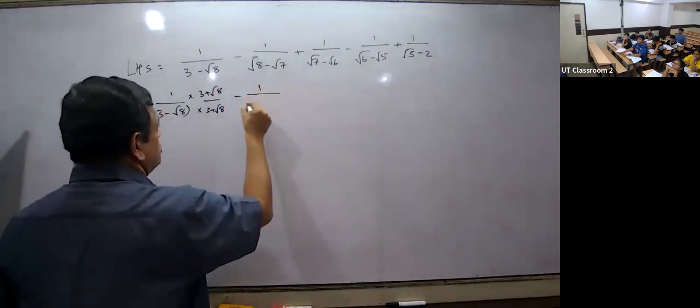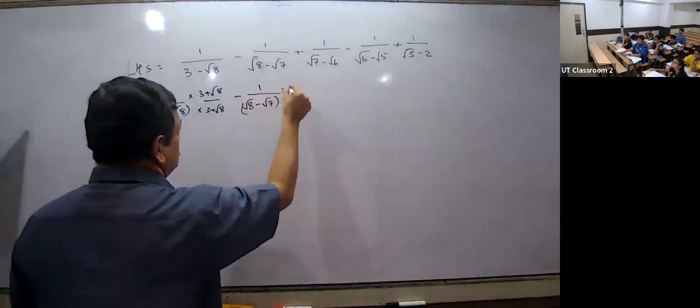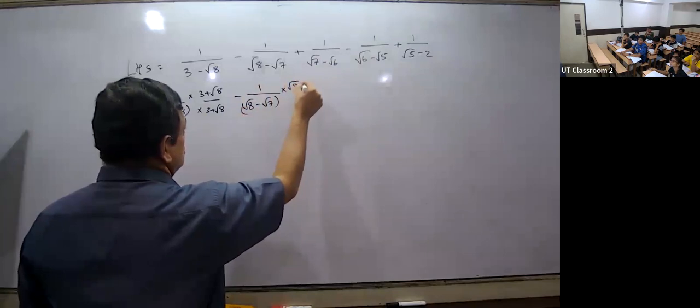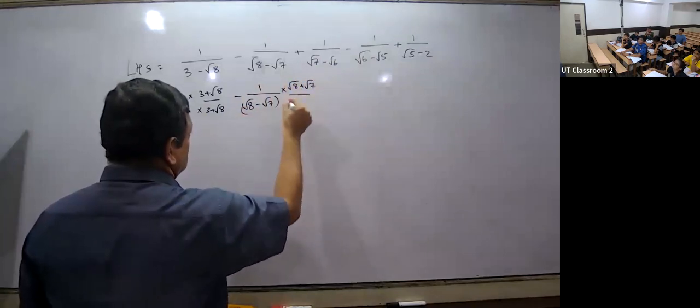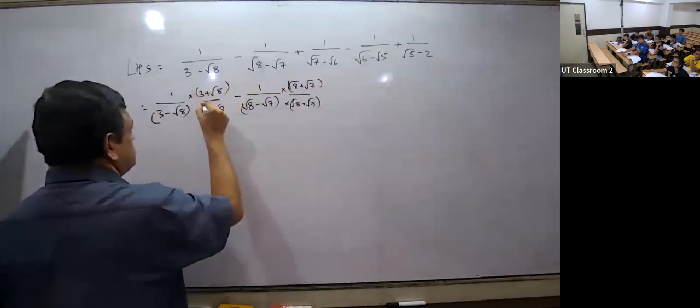Minus 1 upon root 8 minus root 7. What is to be multiplied and divided by? Root 8 plus root 7, and into root 8 plus root 7. If you want, you can put the brackets. Okay, there is no problem.